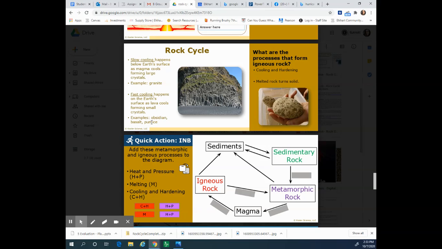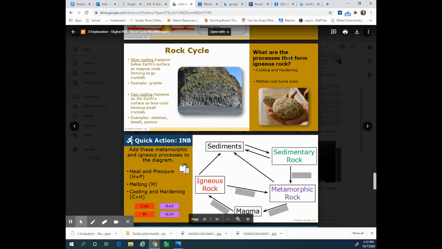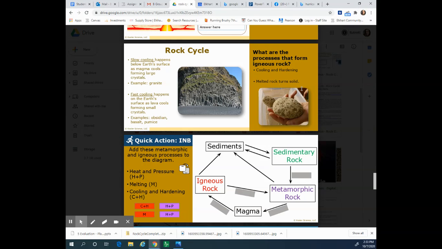Some of you guys may have seen your mom or your dad go get their feet done or use a pumice stone to scratch and scrape away dead skin on their feet. That is what pumice stone is. What are the processes that form igneous rock? Cooling and hardening. Melted rocks that turn solid.